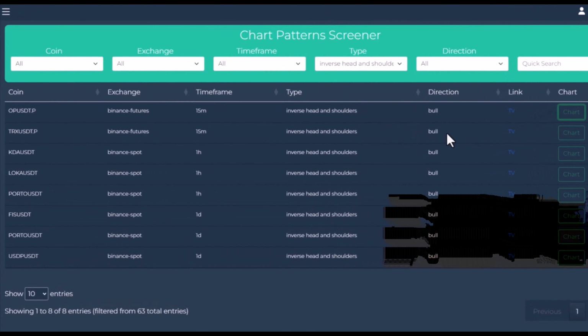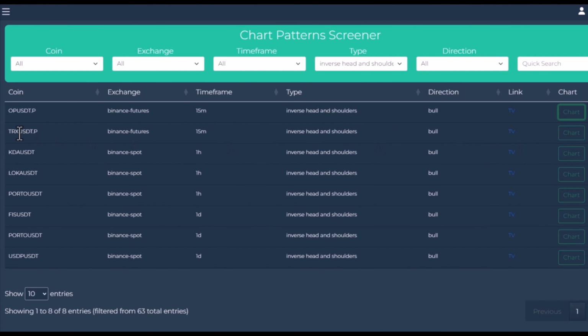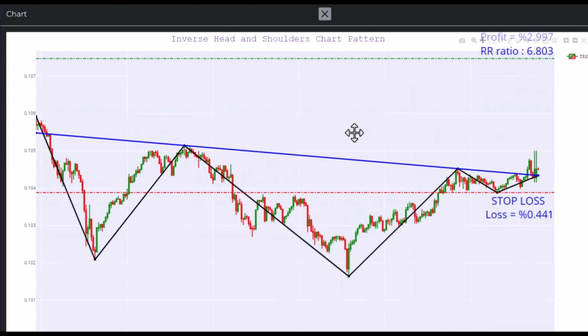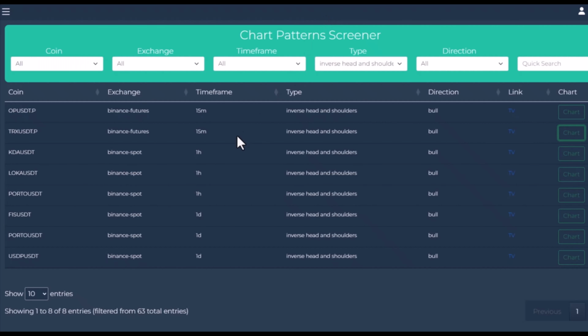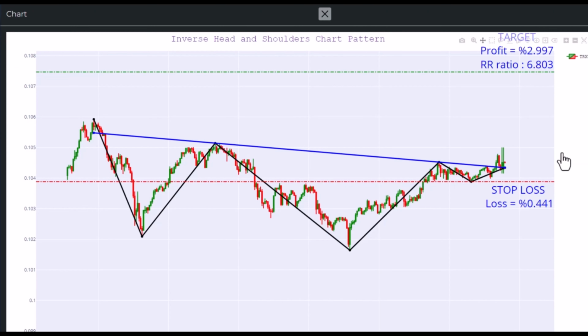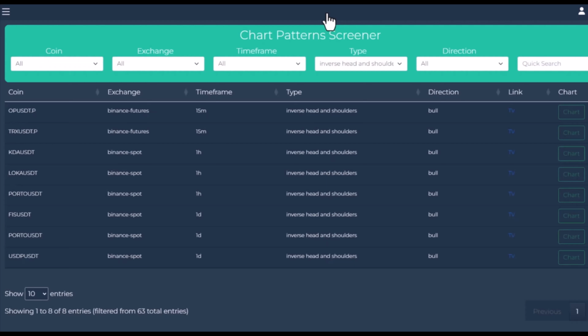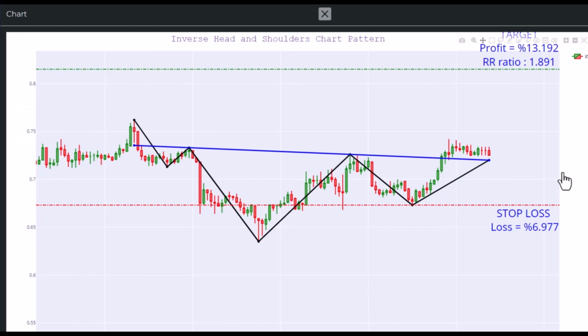The second result is TRX/USDT perp on 15-minute timeframe and bullish direction. Third result is KDA/USDT on the 1-hour timeframe and bullish direction. The last one is LOCA/USDT on the 1-hour timeframe and bullish direction.